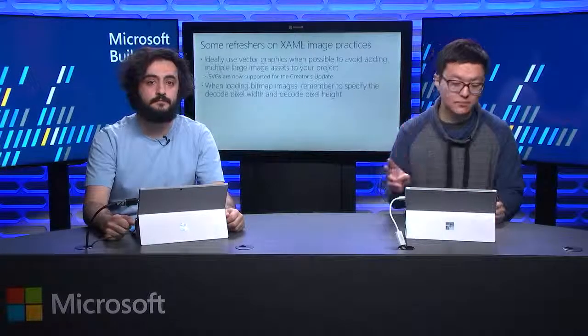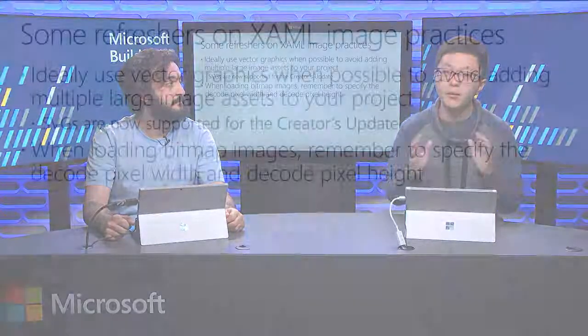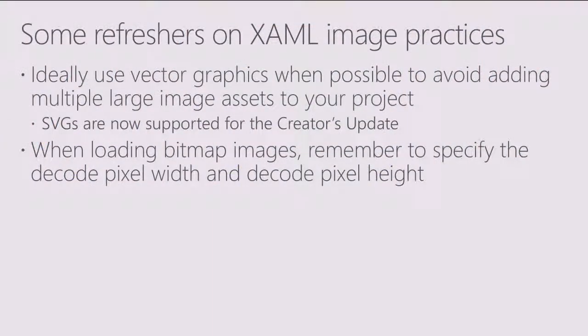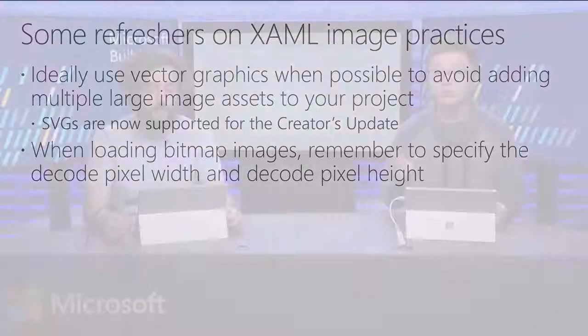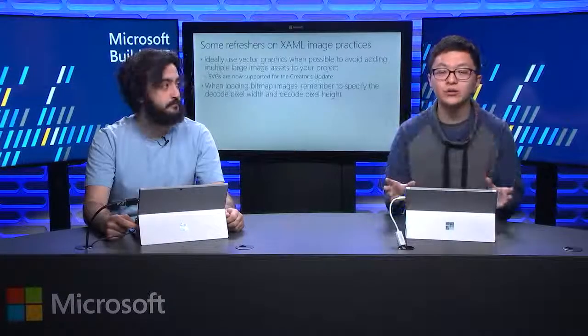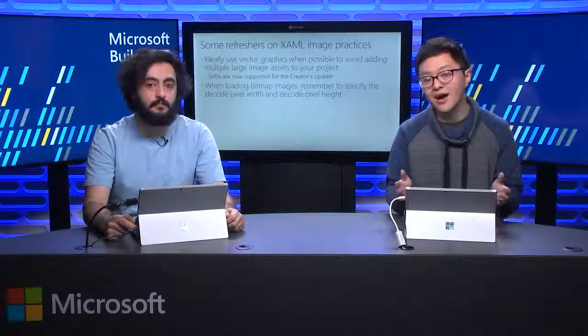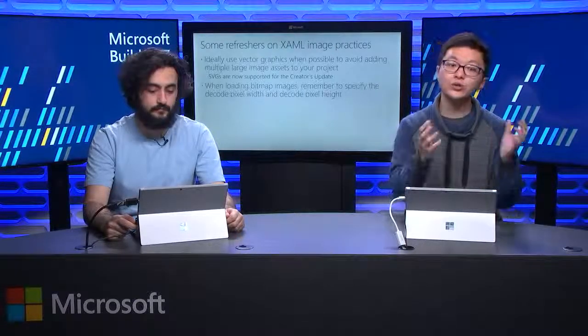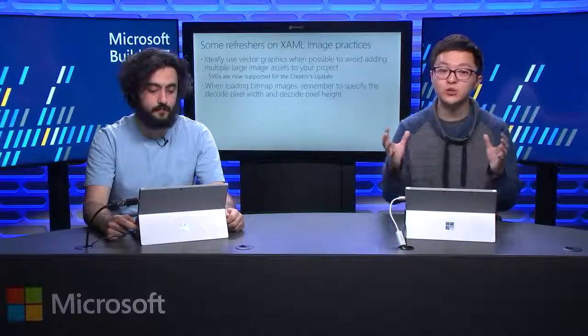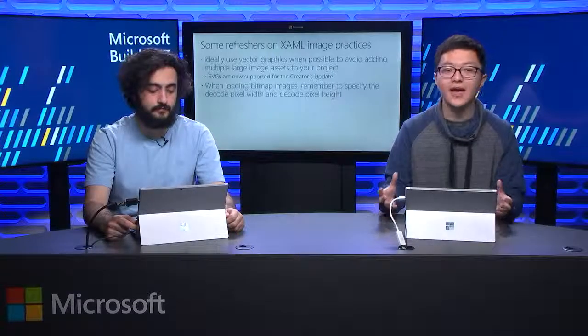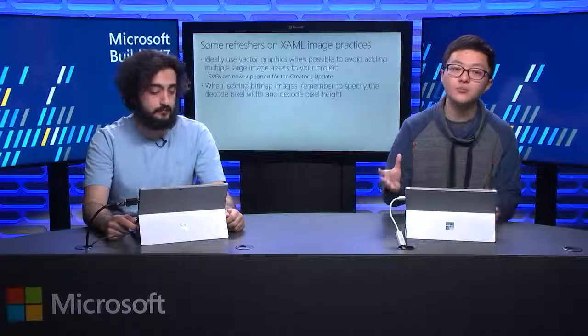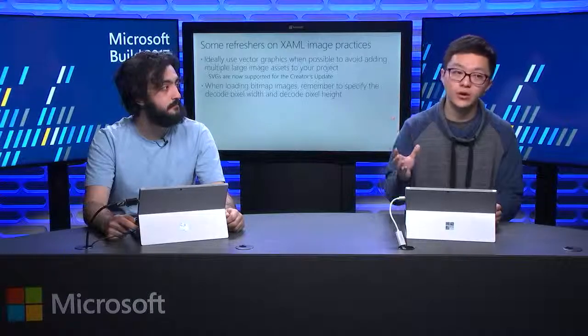Also, the second tip is when you're loading bitmap images, remember to specify the decode pixel width and decode pixel height. So this is an optimization that we already do for you when you're loading square or rectangular XAML images, so the default standard images. Recently, we've seen a lot of designs in UI where you have circular images, where you have images hosted in containers of other shapes. And for these cases, we don't yet optimize the decode width and height.